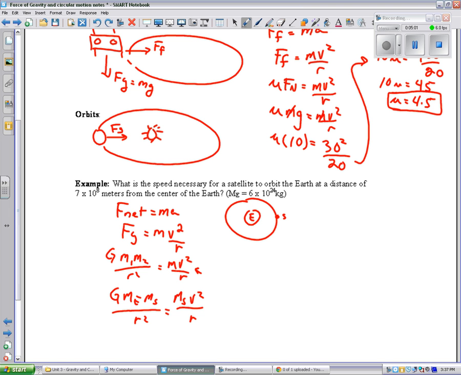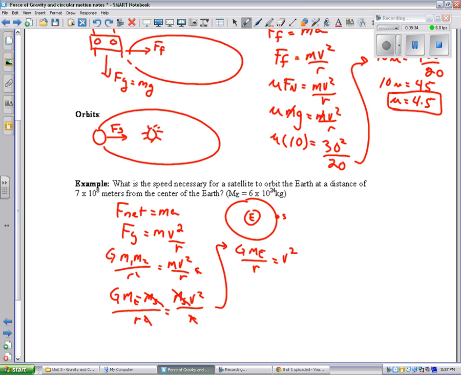Now we can do some canceling to simplify this. I could plug numbers in here right away, but it's going to be quicker to simplify it first. So anything I see on both sides I can cancel. I have m satellite on the left and m satellite on the right, so I can cancel it. I have r squared on the bottom on this side and r on this side, so I can cancel the squared with one of the r's. And this simplifies to G m Earth over r equals v squared.